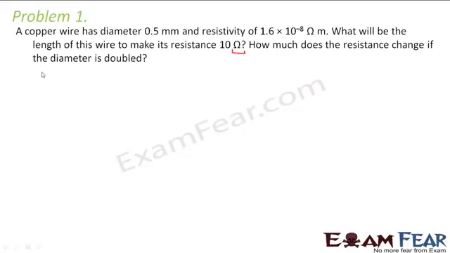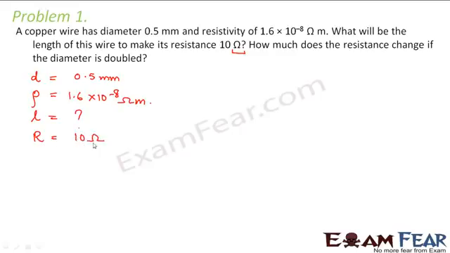So now in this case, the diameter of the wire is given as 0.5 millimeter. Resistivity, that is the specific resistance, rho, is given as 1.6 into 10 to the power minus 8 ohm meter. What will be the length of the wire to make its resistance 10 ohms? Right? So let us solve the first part of the problem. It says what will be the length of the wire. We have to calculate the length.